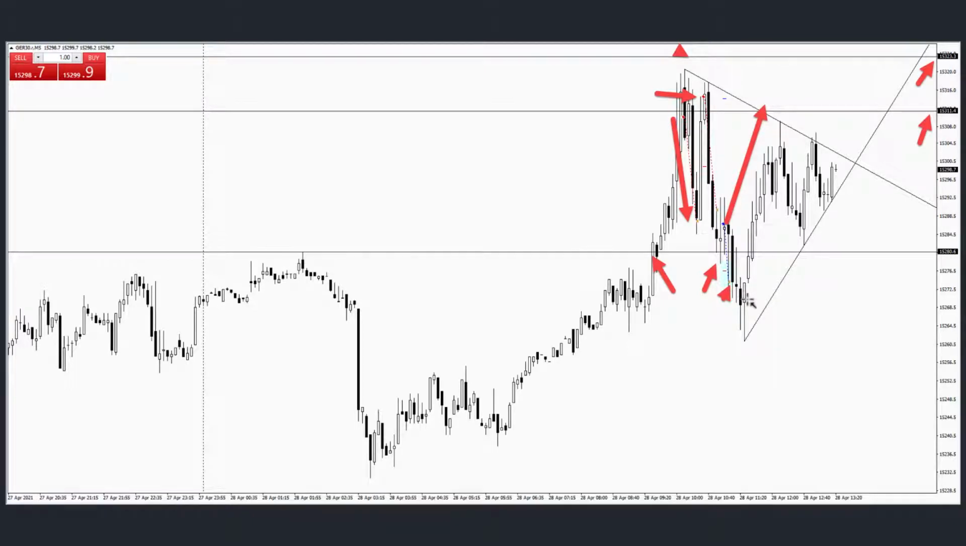And then I kind of gave it a break over here. I could have taken the long here, but that would be against the methodology, because if this is your support and resistance, taking this trade would not really be ideal. But it turns out this wasn't really a good support resistance at that time.